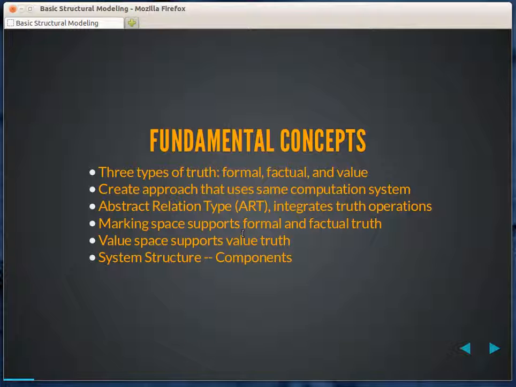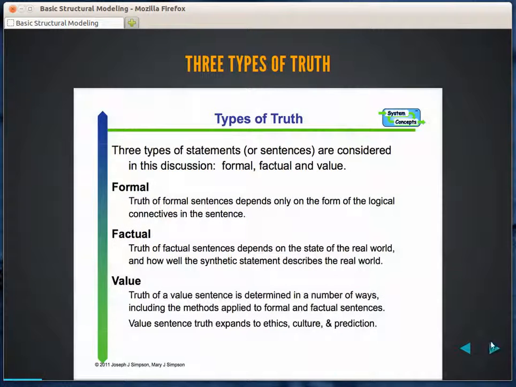The marking space supports formal and factual truth. Value space supports value truth. And of course, we'll look at the system structure and the components. Those are important parts. So here's a definition of 3 types of truth. If you're having difficulty reading these slides, the website that I pointed to, or where you got the links to the video, has an accompanying set of charts for each video part, so you can download those charts and read the information right off the charts.